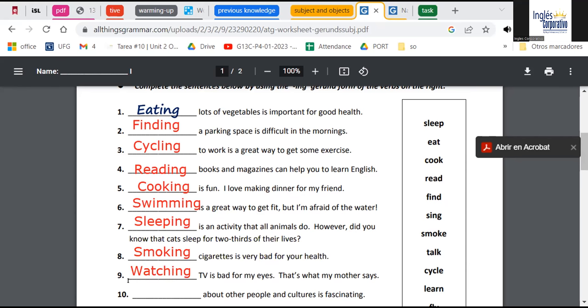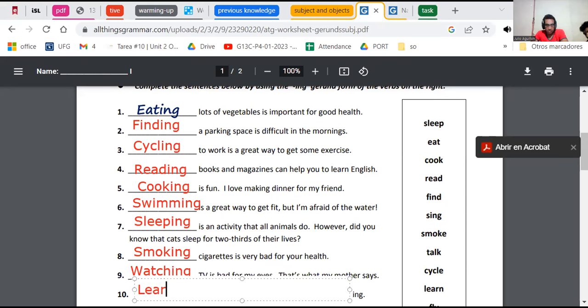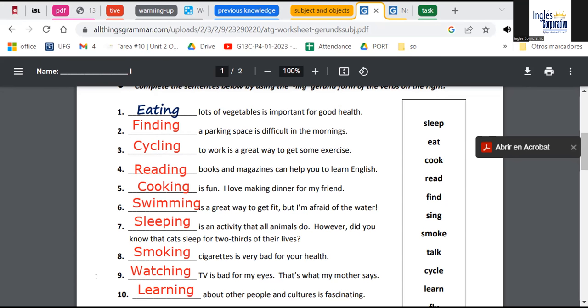Number ten. About other people and cultures is fascinating. Learning. This guy is so fast. Okay. Learning about other people.